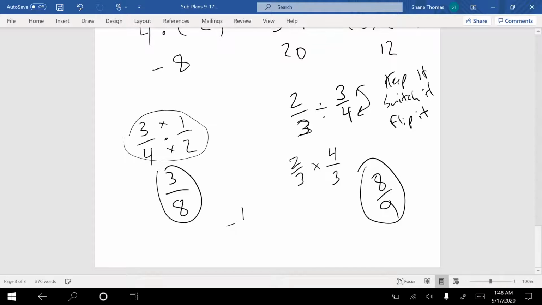If you have a negative number, so if I have negative 1/3 times 3/4, one's negative, one positive, my answer has to be negative. Multiply the tops. 3 times 1 is 3. 3 times 4 is 12. This one here would simplify. They would both simplify by 3. So I'd end up with negative 1/4.